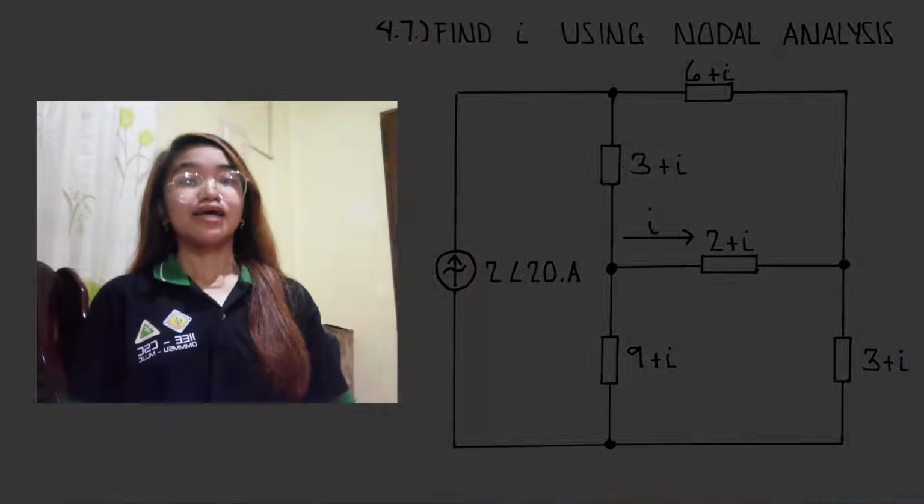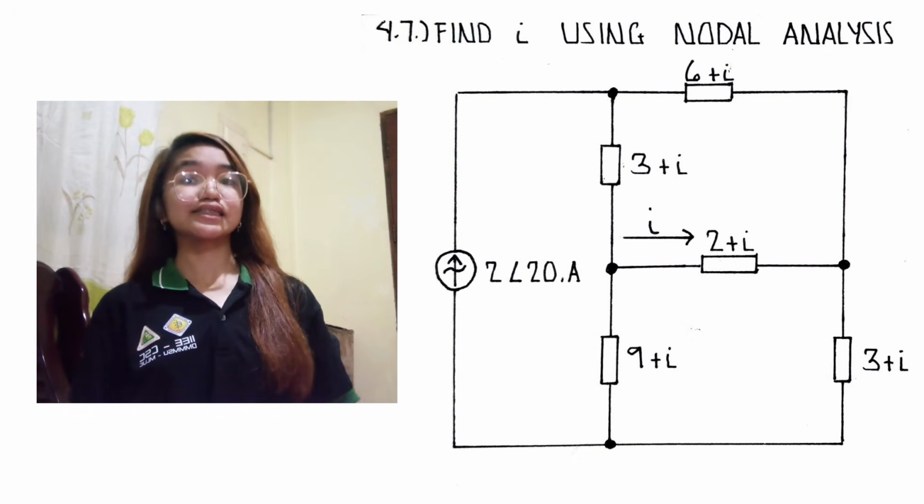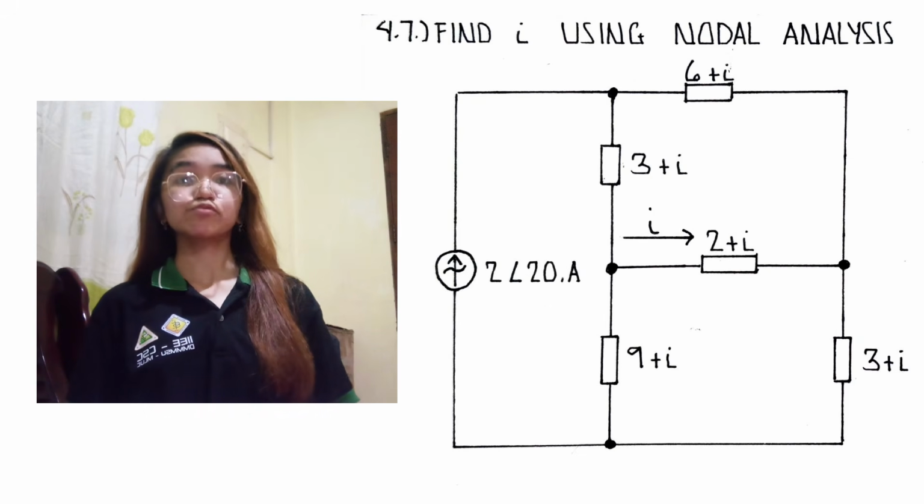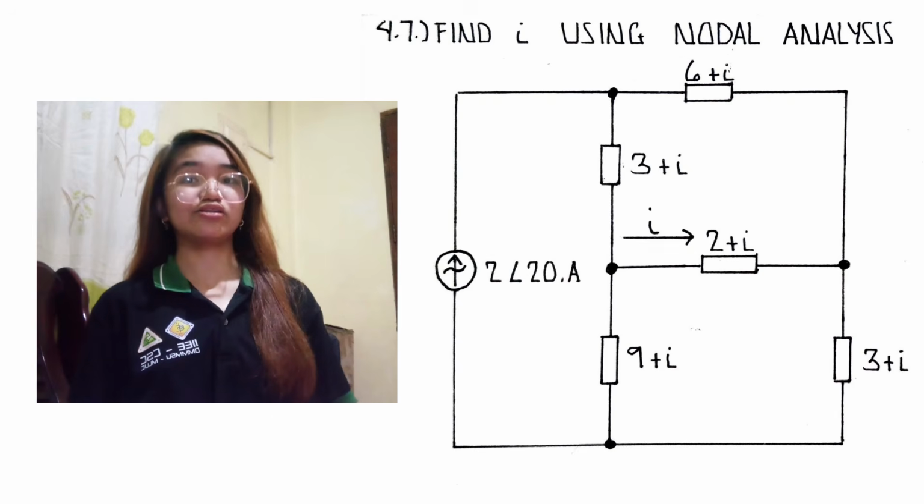Today, I will be discussing an AC circuit using nodal analysis based on figure 4.7 from Electrical Circuit Analysis by Johnson, Johnson and Hilburn. As you can see, this is the given circuit diagram. The objective of this problem is to find the current using the nodal analysis method.